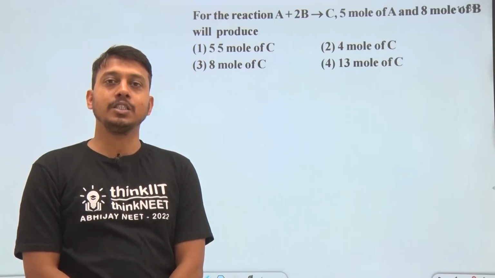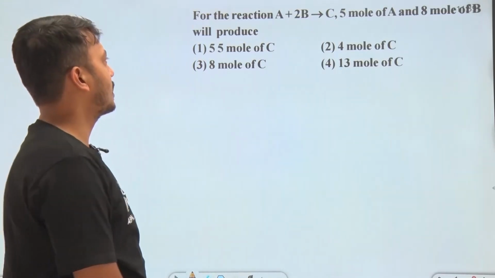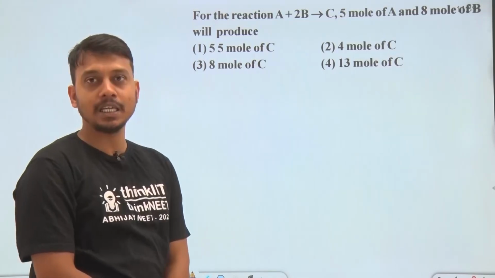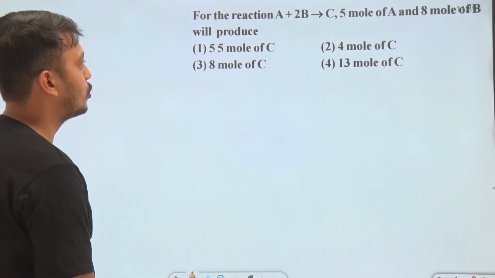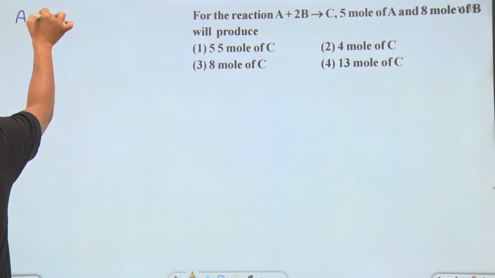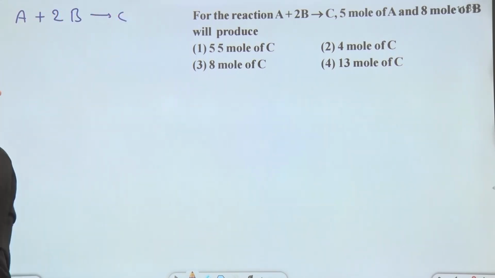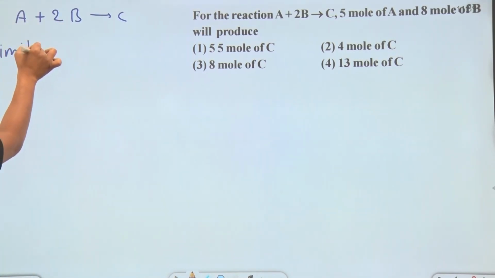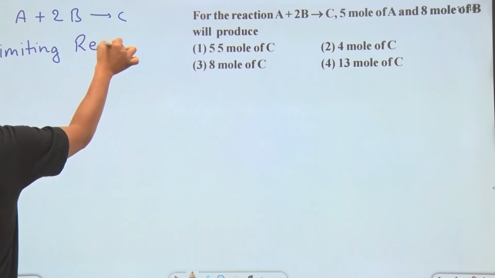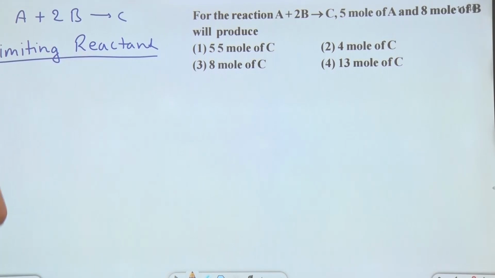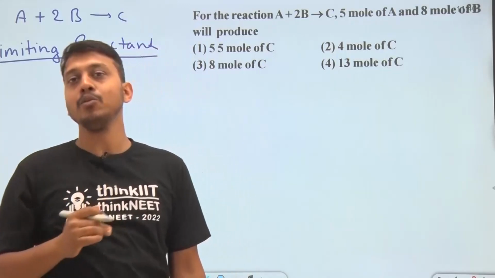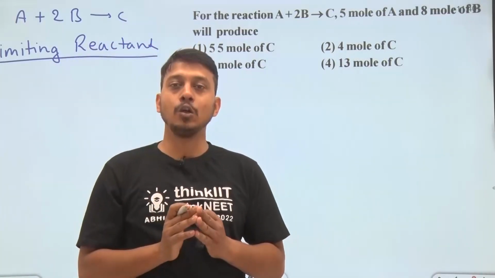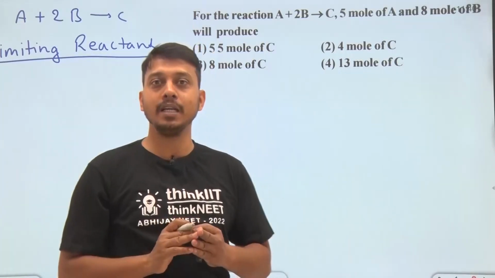So students, the next question is from the mole concept. The question is, for the reaction A plus 2B gives C, we have 5 moles of A and 8 moles of B, and we have to determine how many moles of C are produced. So here it is A plus 2B gives C, 5 moles of A and 8 moles of B. So first we are going to determine the limiting reagent, or limiting reactant. Now we are going to find the ratio of the given moles to the stoichiometry, and the lower value of this ratio will be the limiting reactant.